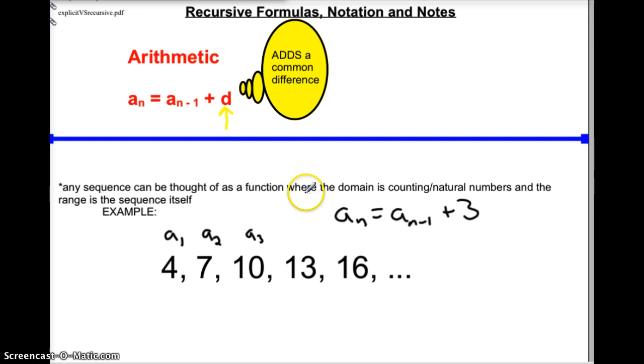Remember, in our notes, a sequence is a function. The domain is the counting numbers, and the range is the sequence itself. So in this case, the domain would be 1, 2, 3, 4, 5, 6, and so on, because there's an ellipsis that says this is an infinite sequence. The range is actually this sequence: 4, 7, 10, 13, 16, and so on. So if you had to graph this, you'd use the counting numbers for your x's, your domain, every time, and you'd use the terms in the sequence, 4, 7, 10, 13, 16, as your range, your y's. And then you would be able to plot the points and graph the sequence if you needed to.